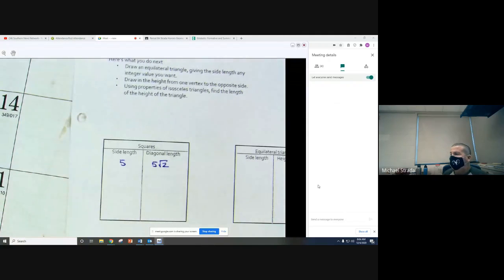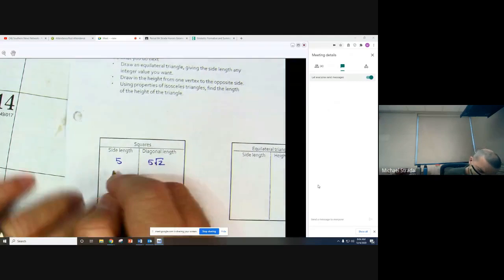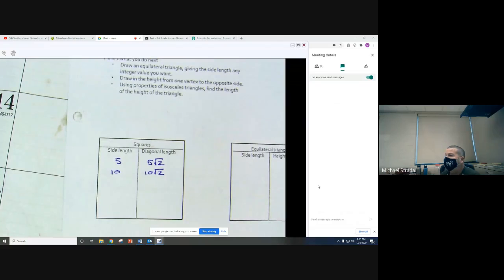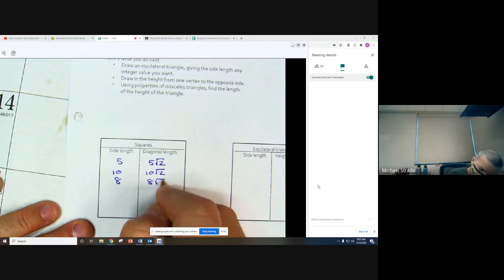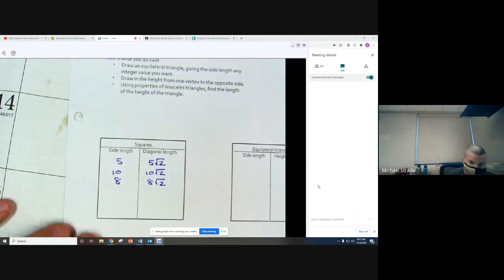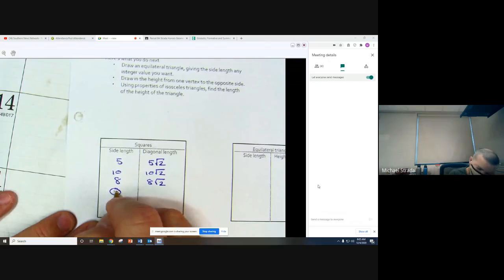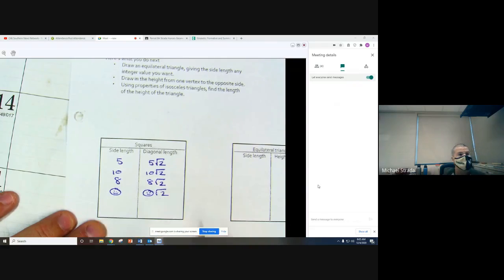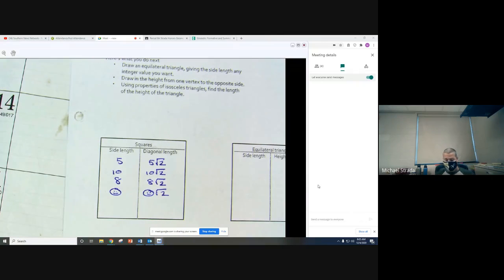Did anybody else have a different number side length? Yeah, what'd you get? Yep, what'd you get for the diagonal? 10 and 10 root 2. Any other numbers we're looking at? 8 and 8 root 2. You see the pattern. So if you picked happy face for your side length, the diagonal length would be happy face root 2. Okay? So if you ever have a square with a side length, its diagonal length is always the side times root 2.